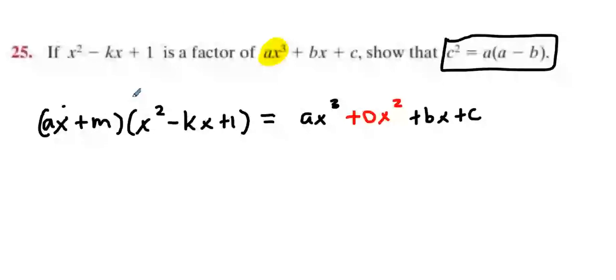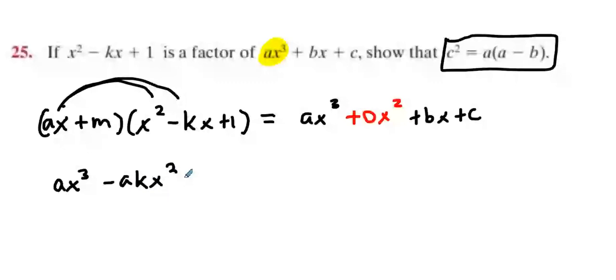Now, lads, look at this. AX cubed minus AK x squared. That's an AK x squared, yeah? I know, I'm doing my best. MX squared. M. This is a K. And that's an X. Plus M.